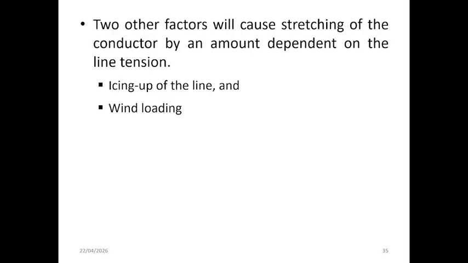The first factor is icing up of the line, where the accumulation of ice increases the effective weight of the conductor, thereby increasing the mechanical tension and resulting in additional stretching. The second factor is wind loading, which applies a horizontal force on the conductor and also increases the resultant tension in the whole system. So in both cases, the increased tension leads to further mechanical strain and elongation of the conductor.